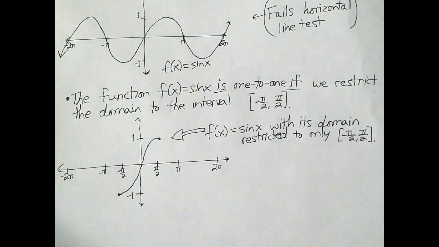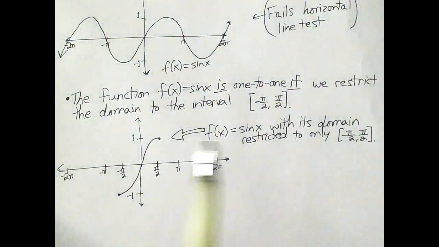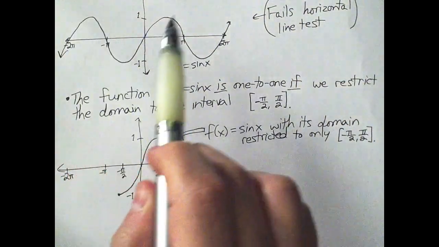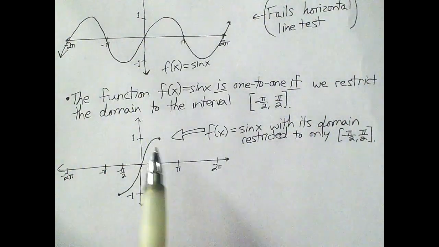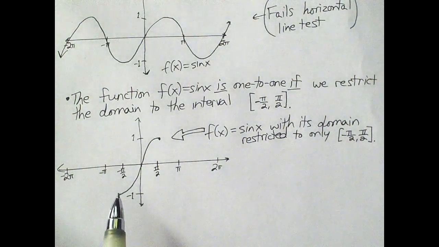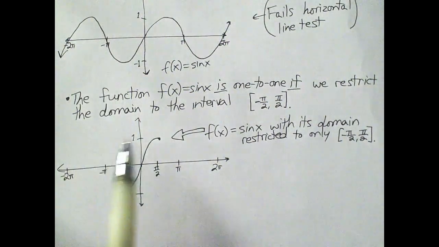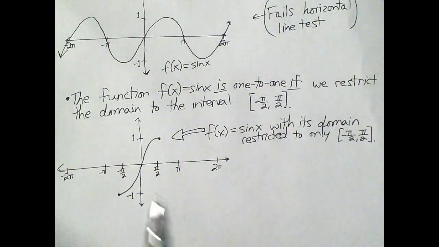We're allowed to make this switch as long as we understand that we've created an alternate version of sine x. It's not truly sine x anymore. It's technically a different function because it has a different domain, but it acts exactly like sine x just on this region. It's almost like we took the graph of sine x and zoomed in on just this region that we're interested in. So we're allowed to do that.